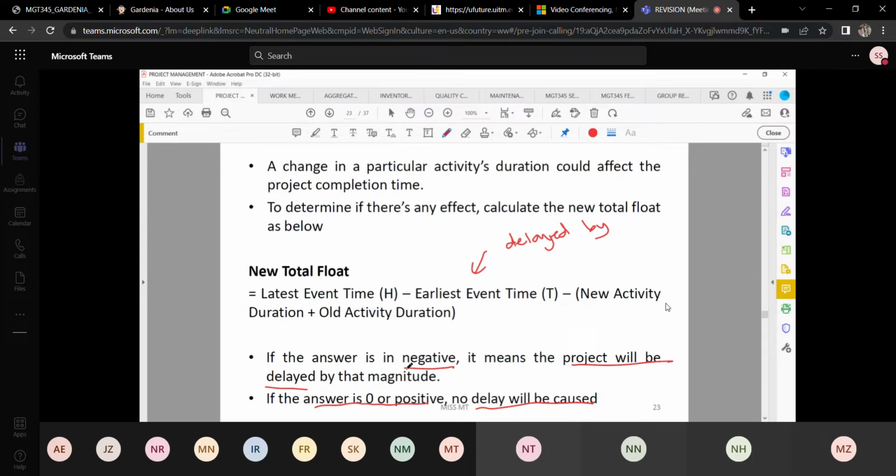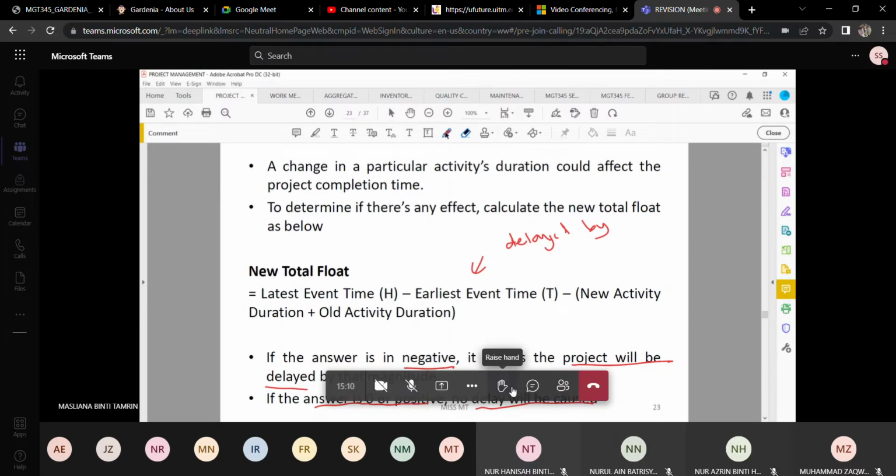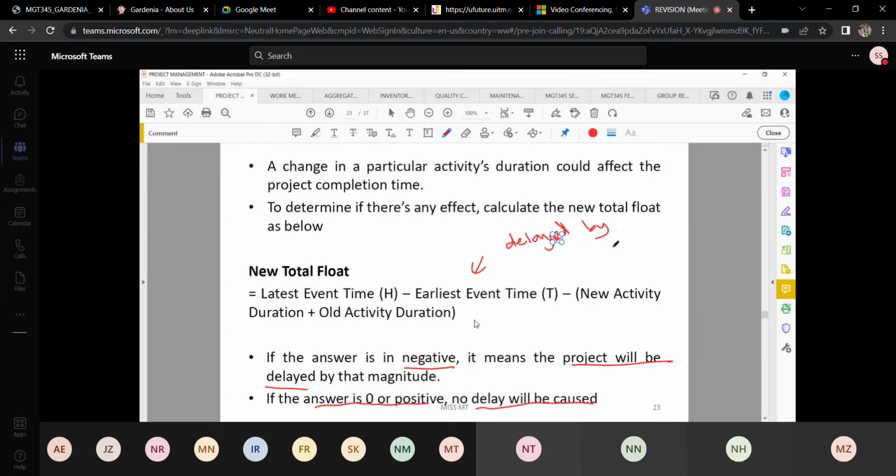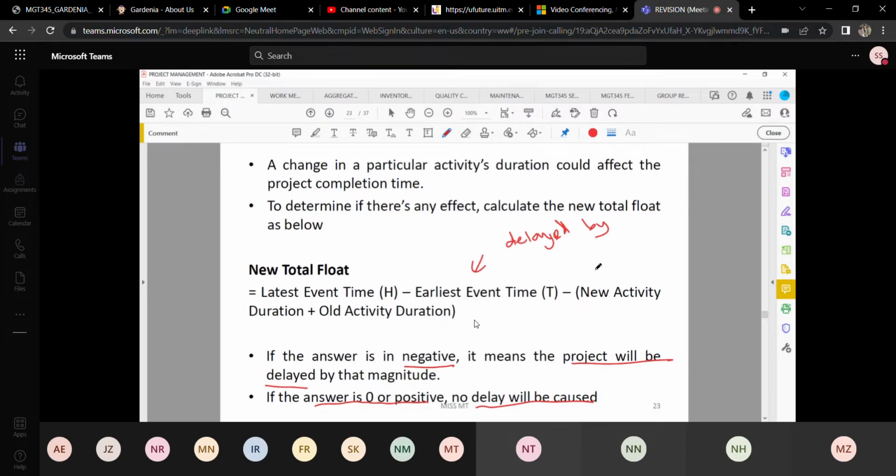If your answer over here is negative, it means that the project will be delayed by that magnitude. If the answer is 0, or you get the positive answer, no delay will be caused. Okay, this slide will be used only if the question asks you about delayed by. Delayed by maksudnya apa? Lambat kan? Delayed. Dilambatkan. Okay, terlambat. Depends lah pada question. 2 months ke, 2 weeks ke, depending on the question given.